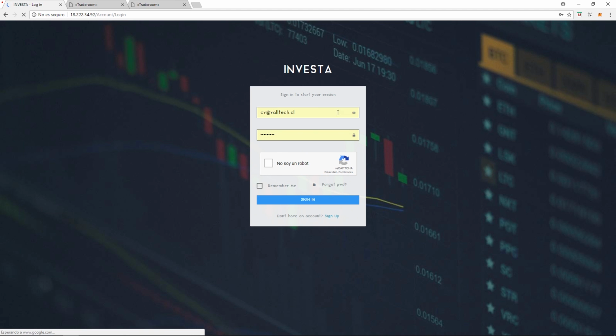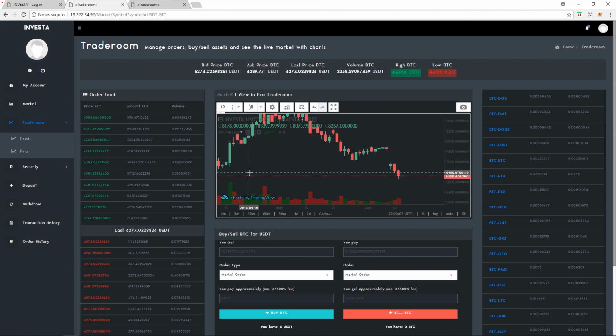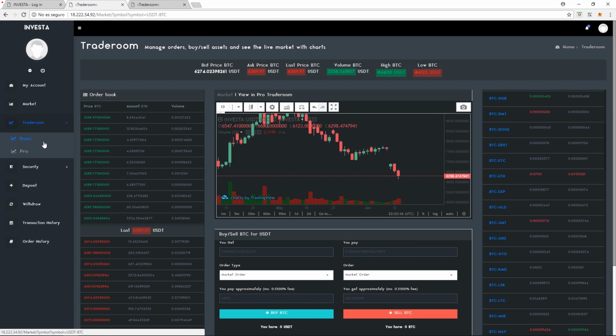When you click login, you fill in your email and password and you'll jump into the trade room. The trade room has two main places. One is called Basic and the other one is called Pro. So just to give you a brief example of what you can do in each of them, let's go to Basic, which is already open.